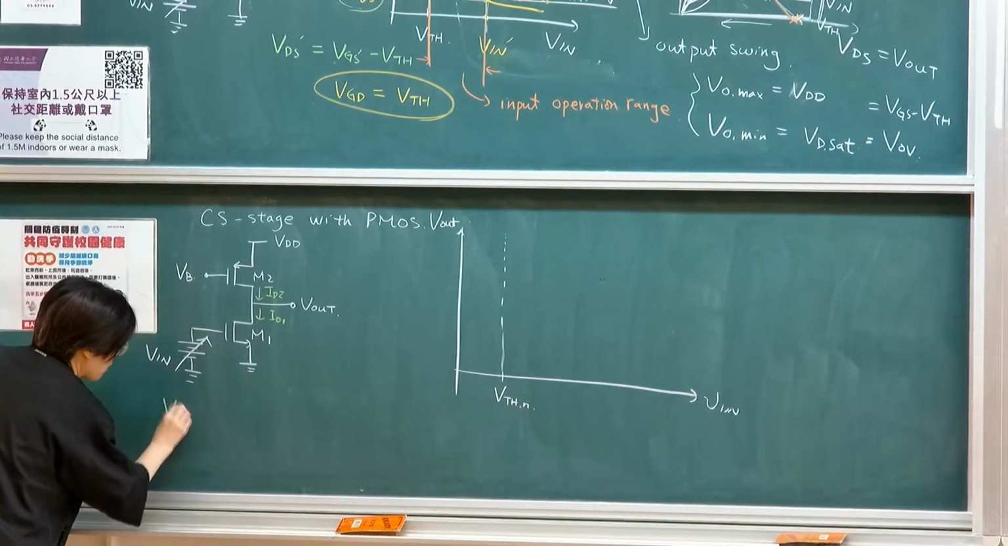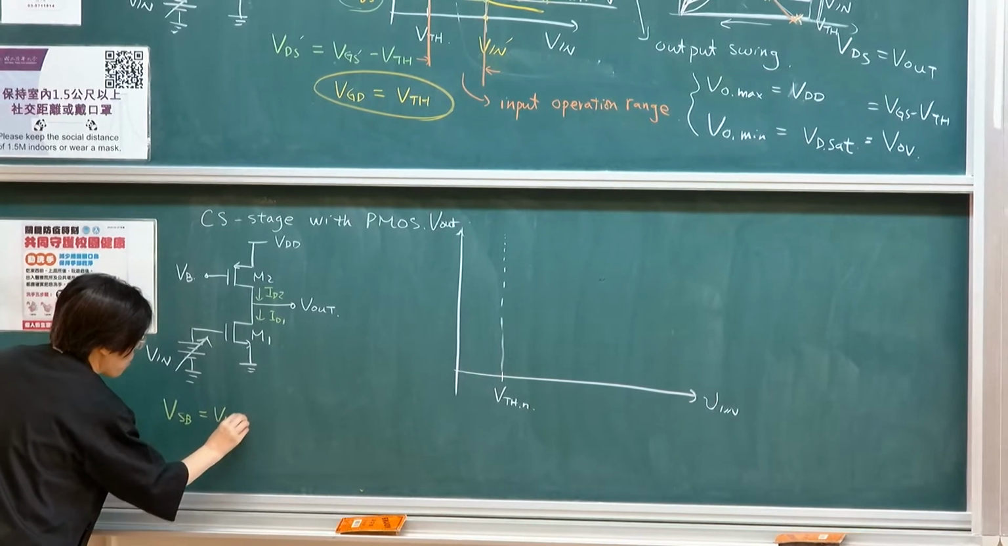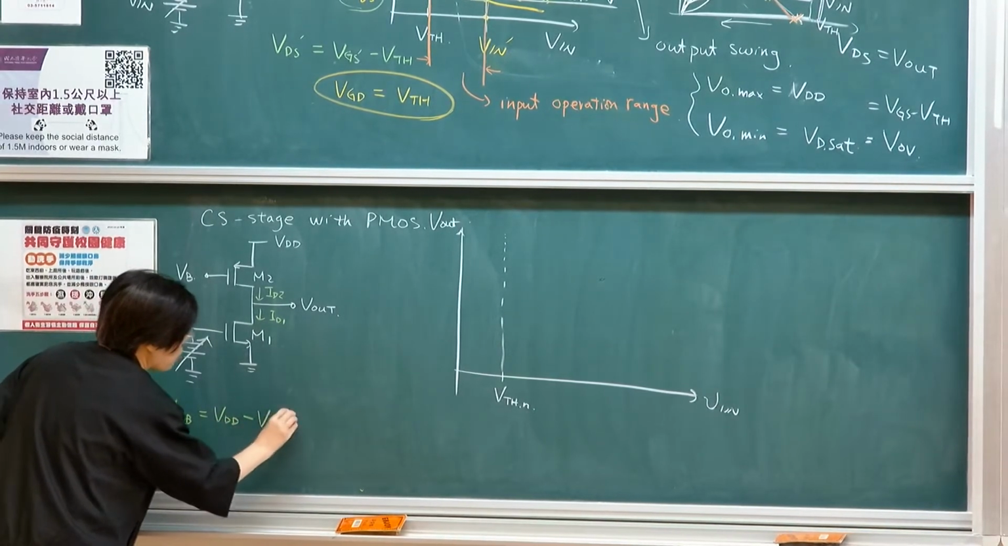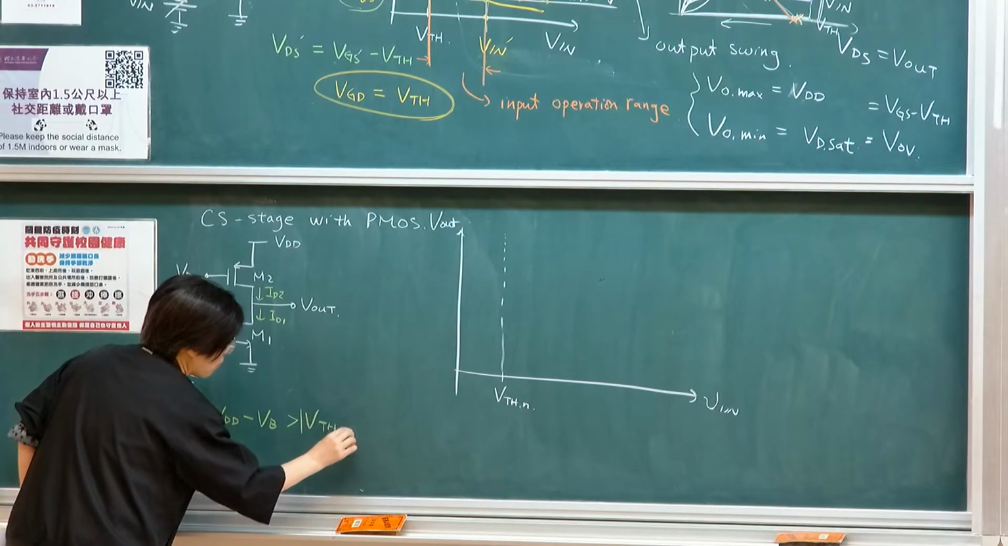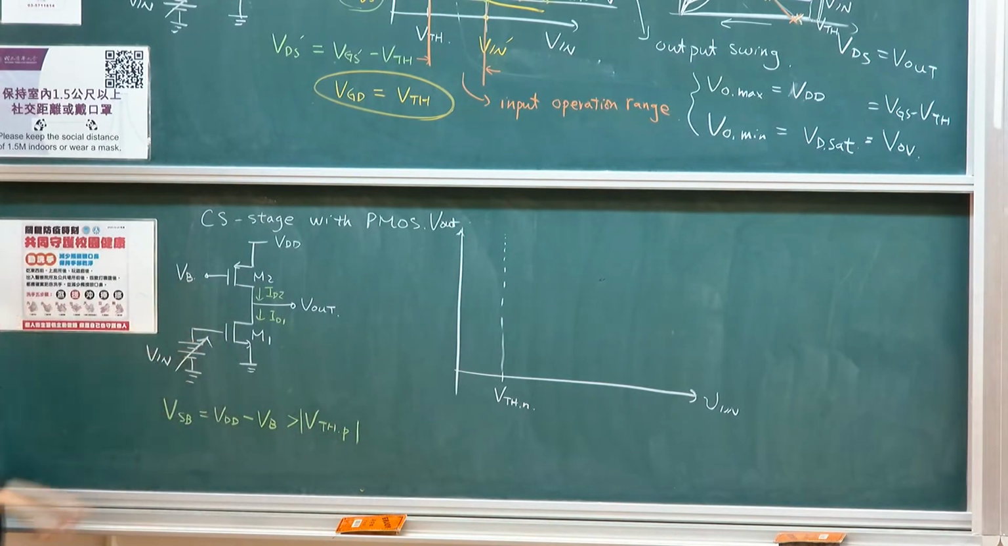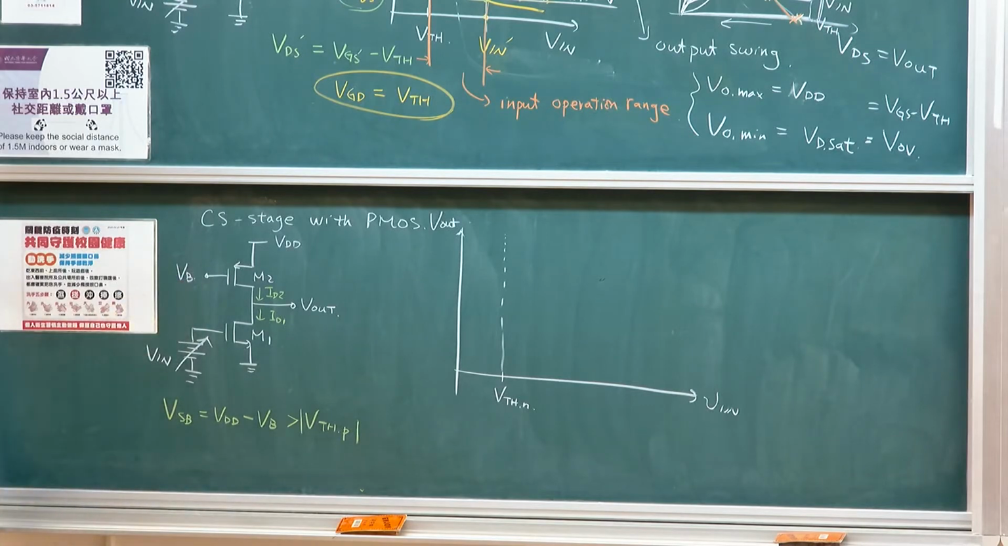Even though, let's assume that I have VSG equals VDD minus VB, this is for PMOS. I'm assuming that I already set it so that it turns on. So I know that this transistor M2 is always on. I have to make sure that it's always on. Otherwise, it doesn't function. So you want to make sure that it's on.